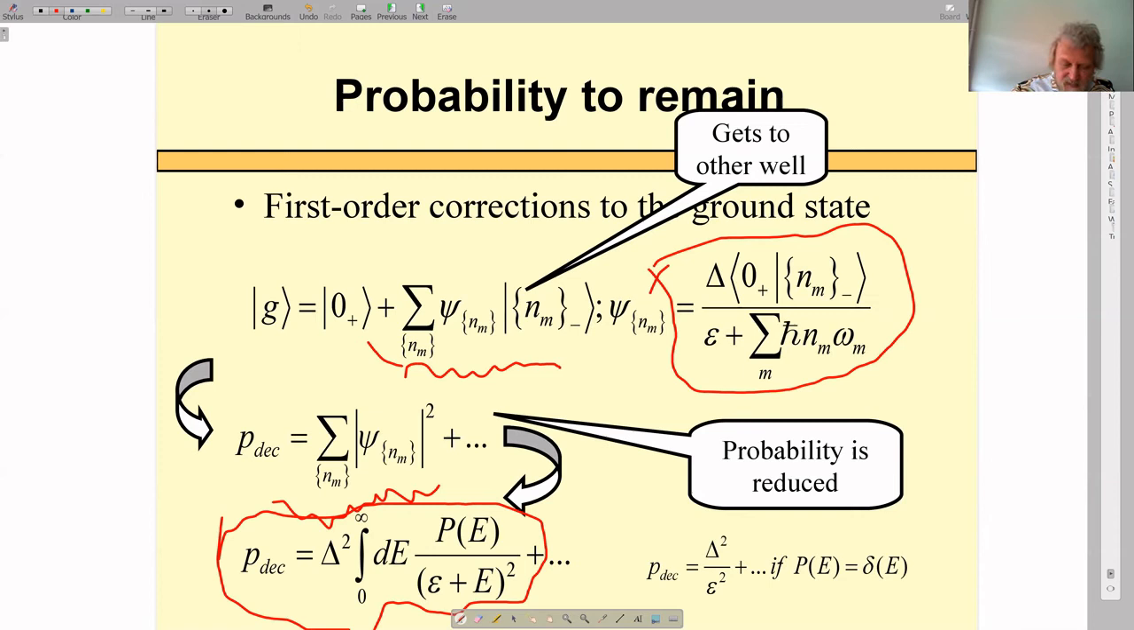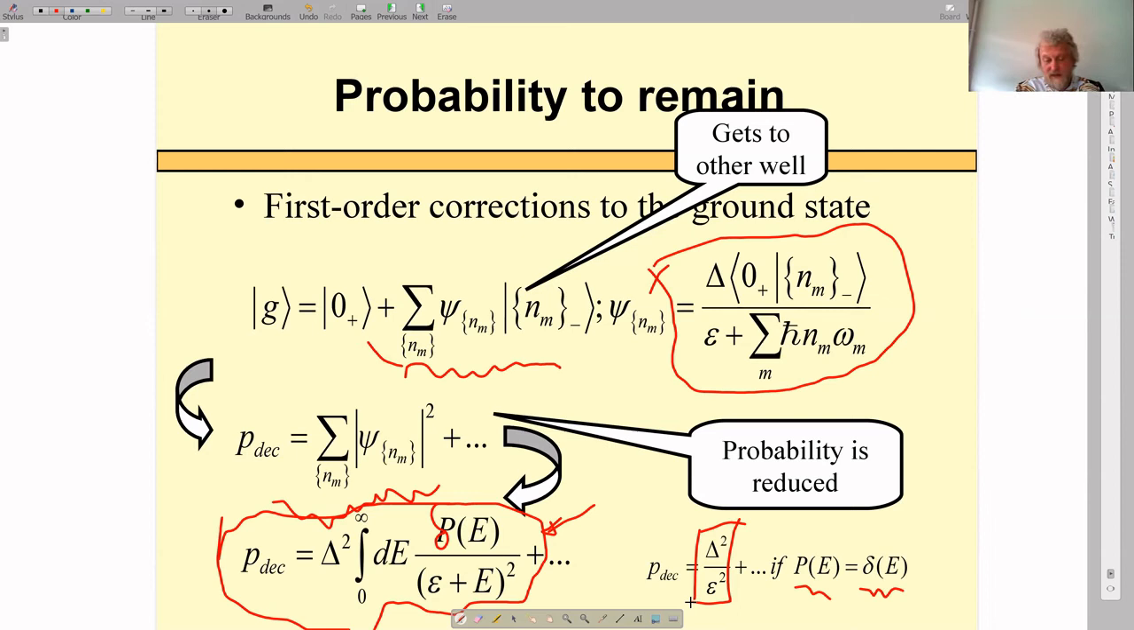We can run a fast foolproof check of this formula. If the interaction with the boson bath is absent, P of E is just a delta function of energy, no energy loss. Right, we put the delta function here, and we reproduce the formula for delocalization, which we got from qubits.